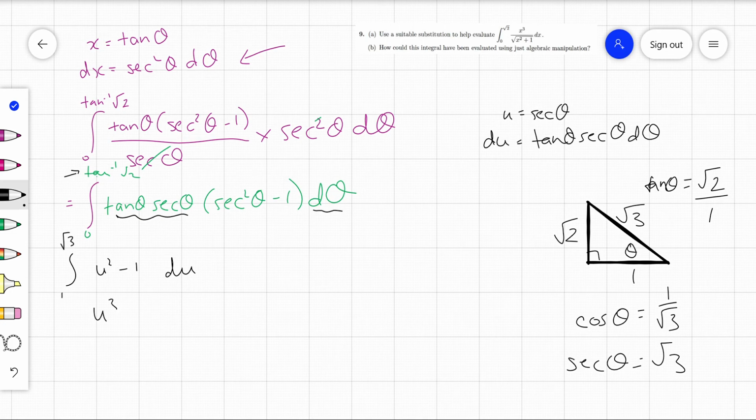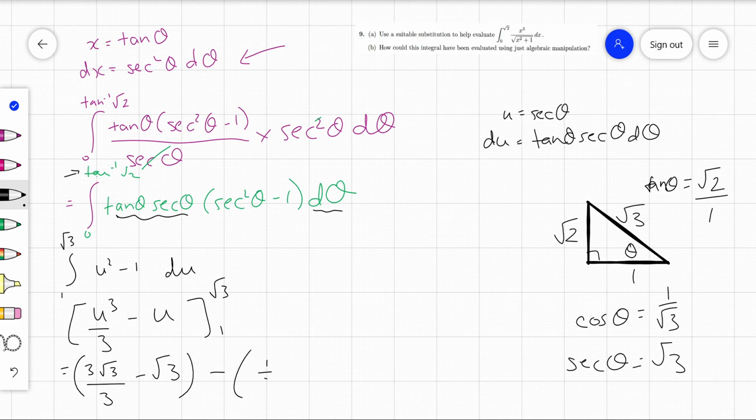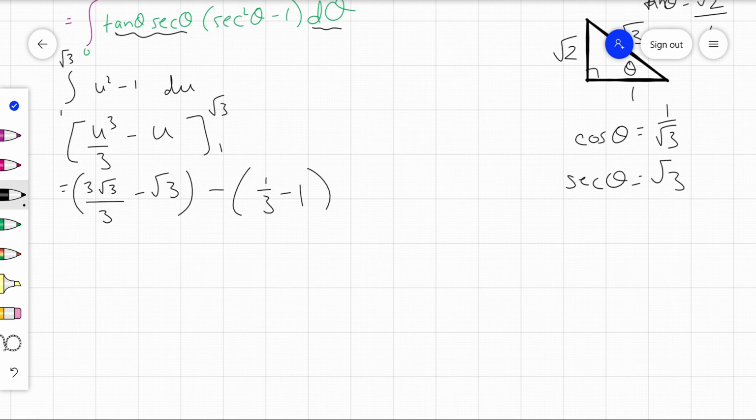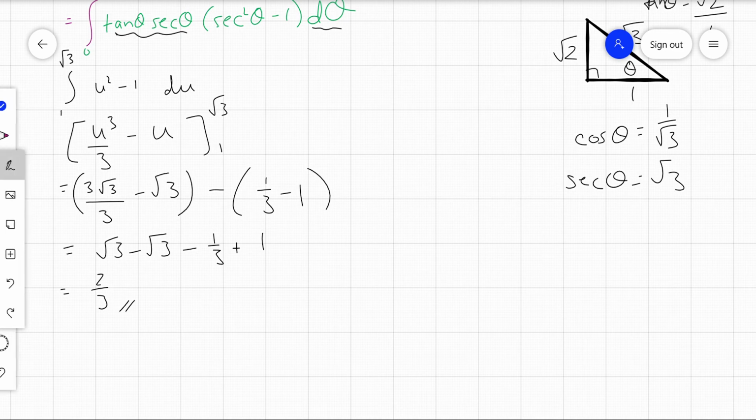Alright, so it should be fairly easy now. We just have to sub in root 3. So root 3 to the power of 3: well, root 3 squared is 3, and then there's another root 3 there. So we've got that minus a third, minus 1 if we sub that one in. Alright, so what do we get then? We get 3's cancel, so we get root 3 minus root 3 minus a third, but plus 1. That'll be 2/3.